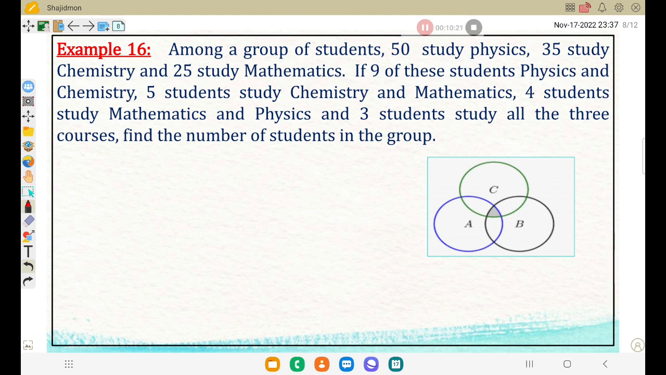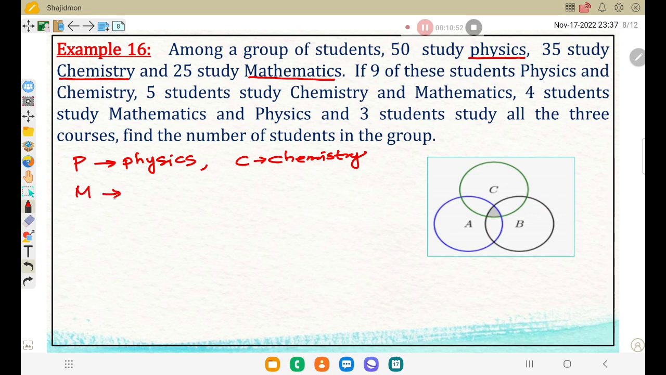Among a group of students, 50 study physics, 35 study chemistry, 25 study mathematics. So what are the courses? P we are representing the physics course, C we are representing the chemistry course, and M we are representing the math course, mathematics.